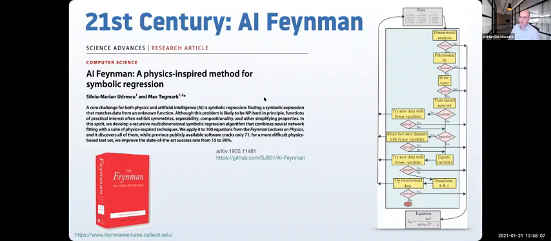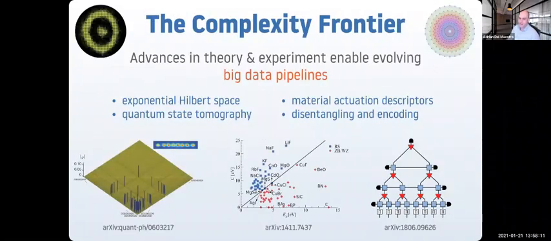So now can we apply this to data streams where we don't know the answer? I like to say that physics right now, and science in general, operates at the complexity frontier. That basically means we have so much data, we don't even know what to do with it, right? An example in physics is the size of the Hilbert space, the exponentially large Hilbert space.